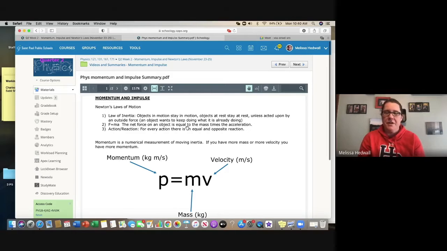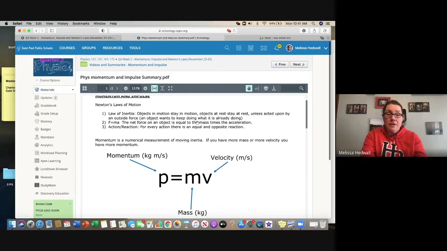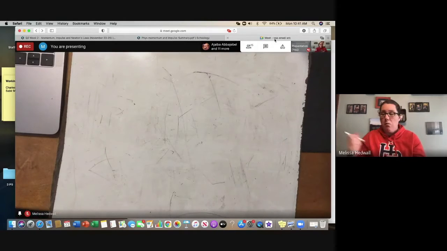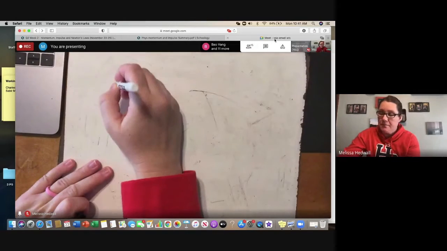Either way, action-reaction. So those are the 3 laws, and we'll do some more work with those in a couple of weeks. The first law, about inertia and an object wanting to stay in motion, is what we're focusing on when we talk about momentum. So we have the 3 laws that are here. Now, I want to go over here for a minute. Okay, inertia.